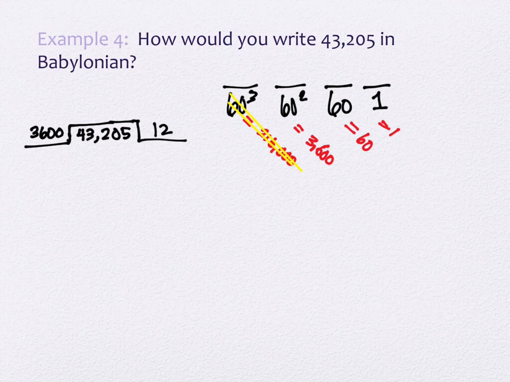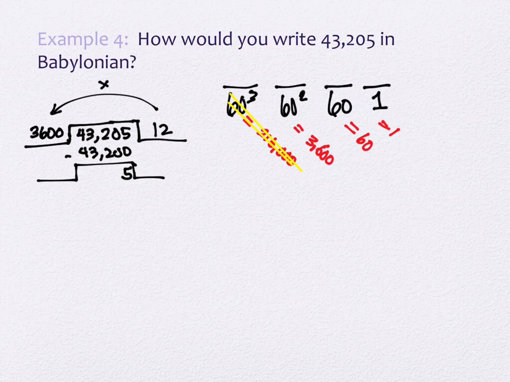Good. And then we're going to multiply 12 times 3,600. So what's 12 times 3,600? We're going backwards and multiplying this. 43,200. And we subtract. For that subtraction, please don't grab your calculator. What is 43,205 minus 43,200? The remainder, the 5, is now going under the house.